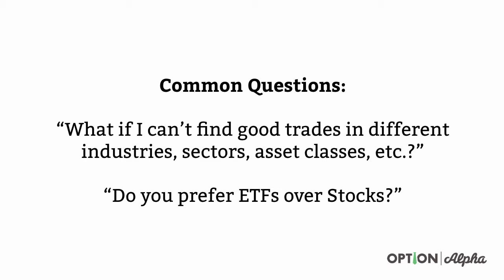Does that mean I prefer those over stocks? Not necessarily. I really prefer whatever has the highest implied volatility. So if 10 ETFs have implied volatility at the 60th rank and 10 stocks have implied volatility at the 90th rank, I'll choose the 10 stocks first, try to make trades in those before I work my way to the ETFs. Okay, so that's always the choice.